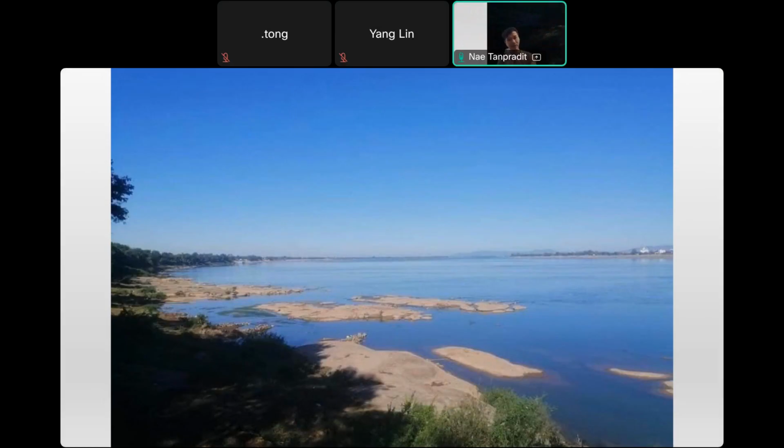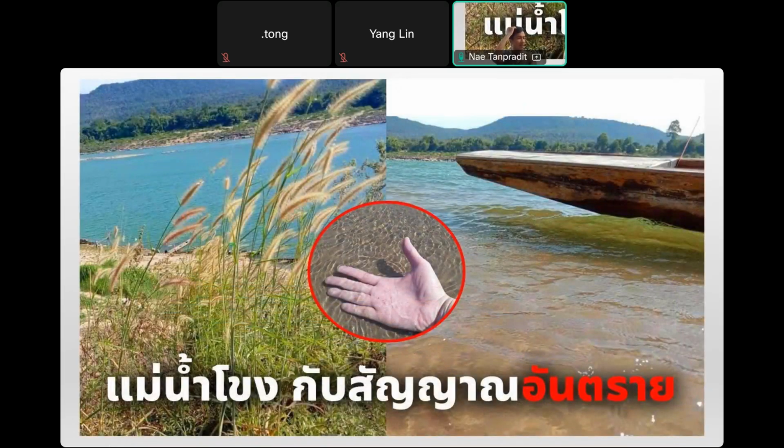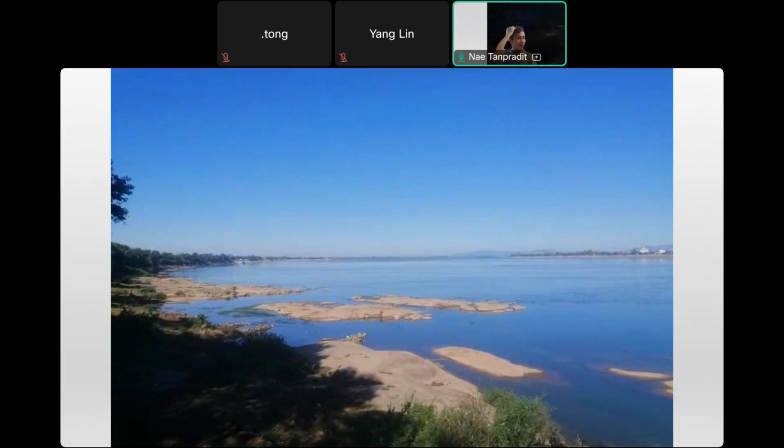This does not happen only in China, but in many parts of the world, in South America also, and in inland China also. We change the river flows. This is the Mekong River, and people often think of the Mekong River as having brownish water. But if you see this, this water is very clear, it reflects the blue sky, and a blue river like this means it's clear water.